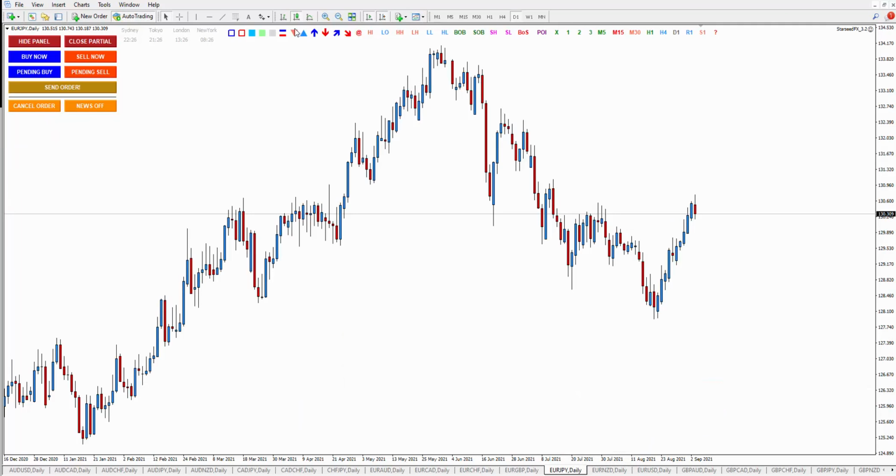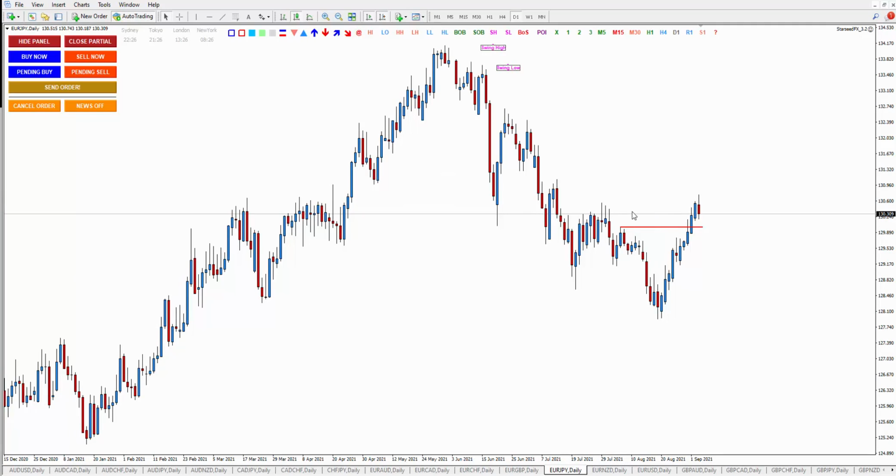Euro Yen is also very clear. Here is the last break of structure. This is our swing high, this is our swing low, this is the break of structure, and our order block is the last bearish candle before the breakout happened, and this is our buy order block. So yeah, if you want to buy, you want to wait over here, and that is how it looks.